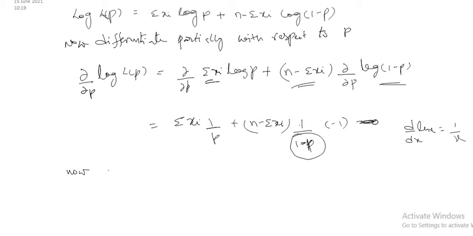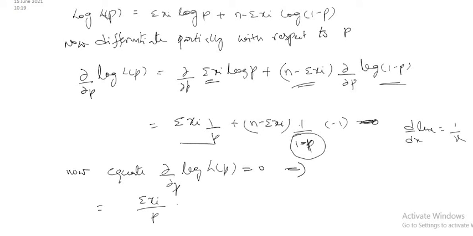Now equate dou by dou p of log of L of p to 0. You equate this one to 0. What is it?